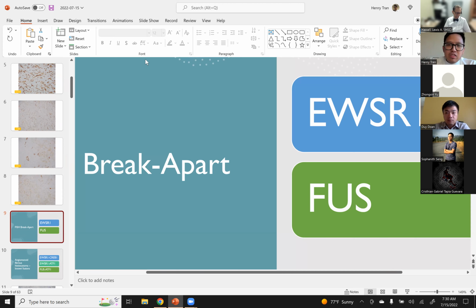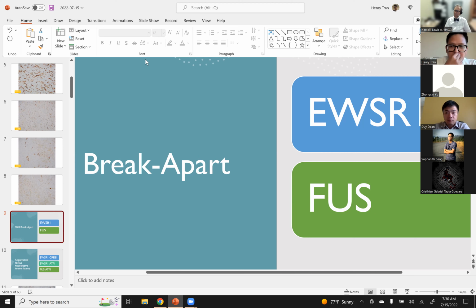both of these genes belong to an RNA binding protein family called FET, and they're pretty much analogous to each other. For example, in Ewing sarcoma, EWSR1-FLI1. Any tumor that has an EWSR1, that EWSR1 can be replaced by FUS. So a FUS-FLI1 tumor could potentially be an Ewing sarcoma. So I always order them together, just to save time.